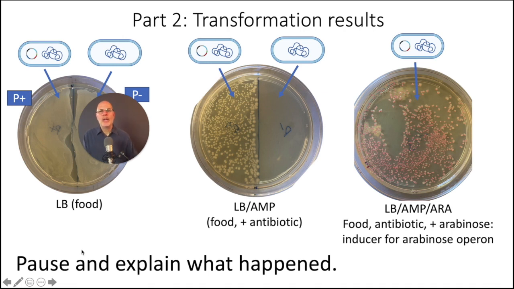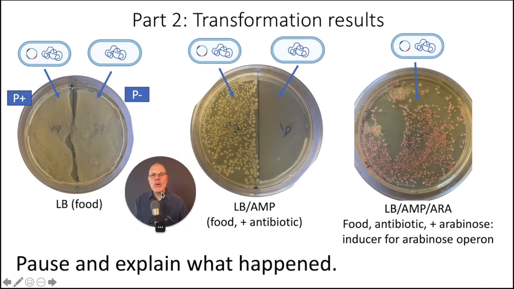Holy cow! These are our results. So let's look at what we've got here. This was just bacteria food, the Luria broth. Over here, the P plus bacteria have grown and they've produced a lawn of bacteria. Over here, the P minus ones, the ones without the plasmid, did exactly the same. Why is that?